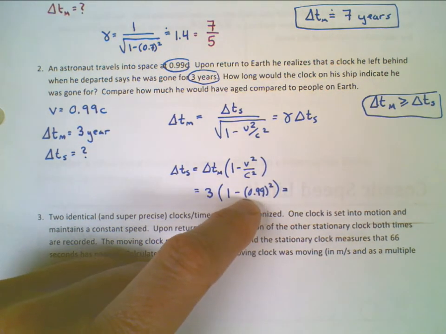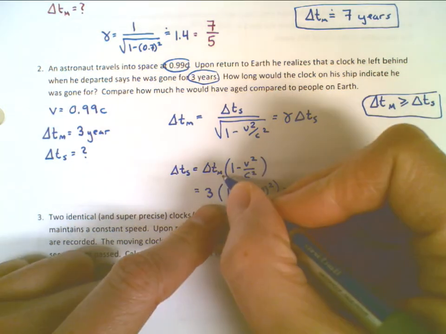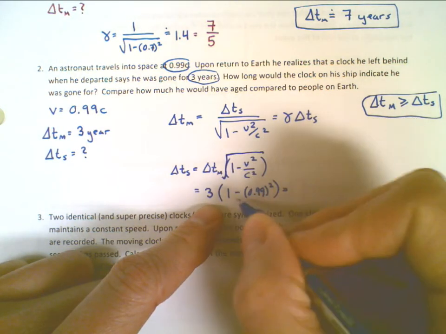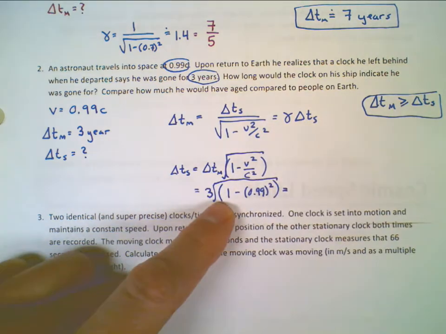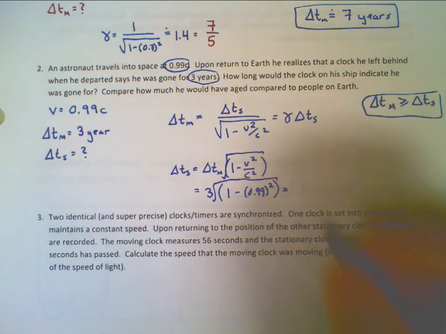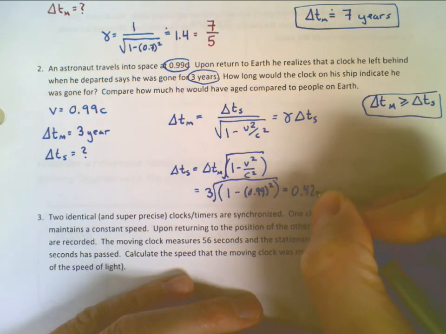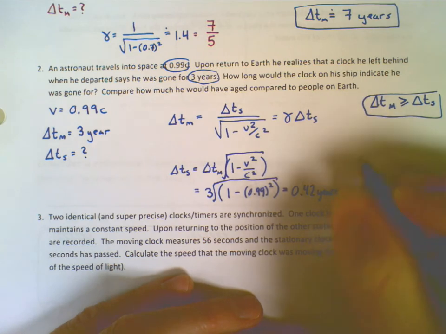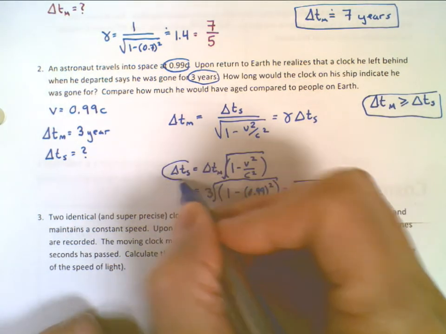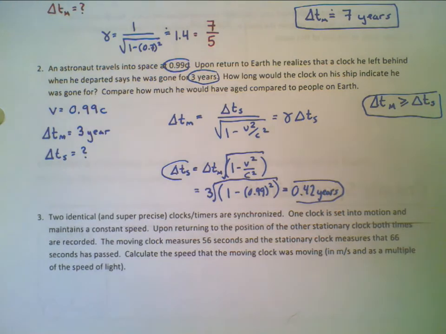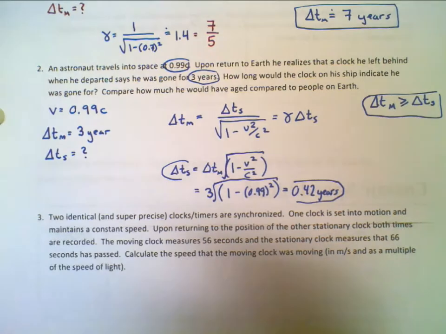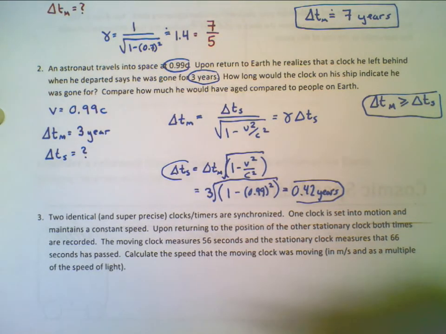So I go 0.99 squared, or sorry, 1 subtract that, and then what did I forget here? Something called the square root. Don't forget that. 0.42 years. Just less than half a year goes by. So that person was out in their ship, what they perceive, or what they actually were out there on their ship for only 0.42 years, and the other people on Earth measured 3 years go by.